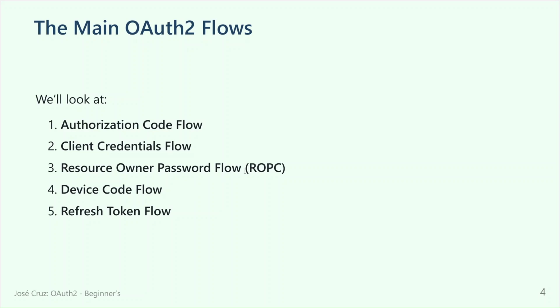The resource owner password flow. With this one, you can ask for a token based on a username and password. You don't have to be there in person, but you have to have the username and password. That's why it's not safe, and most of the times when you read documentation about OAuth2, they say please avoid this flow, but sometimes it's necessary. And you have the device code flow. I have seen this one, and I'll explain the details later.